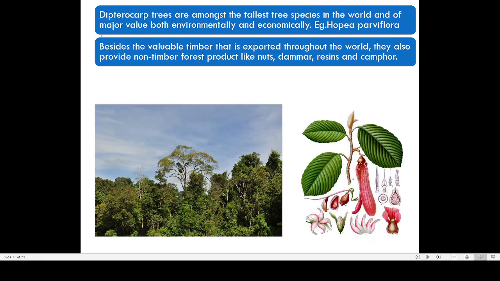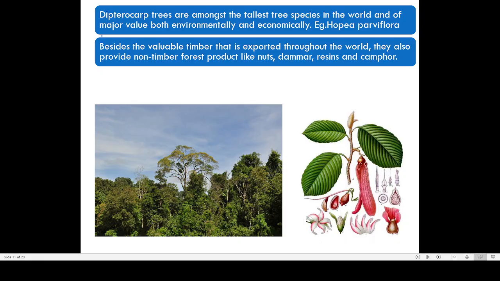So this is how the Dipterocarp family is. It's a very tall tree species. Hopea parvifolia is one example. It's very valuable for timber. If you go to the Kerala forest, there are a lot of trees belonging to the Dipterocarp family. They have a lot of buttress roots. Next time when you go to a forest and you see this kind of buttress trees, then imagine that it will surely be the Dipterocarp family.